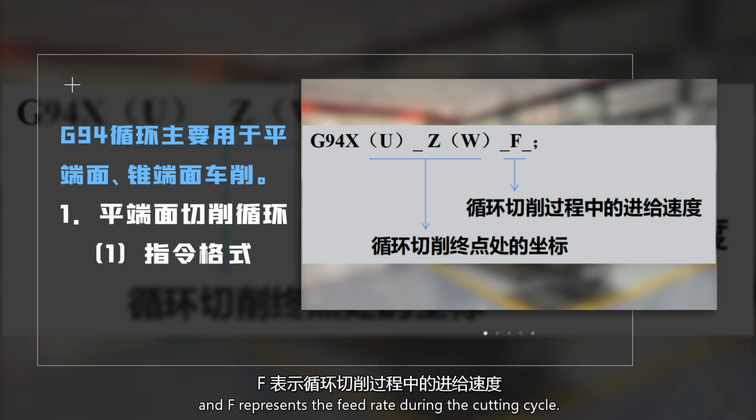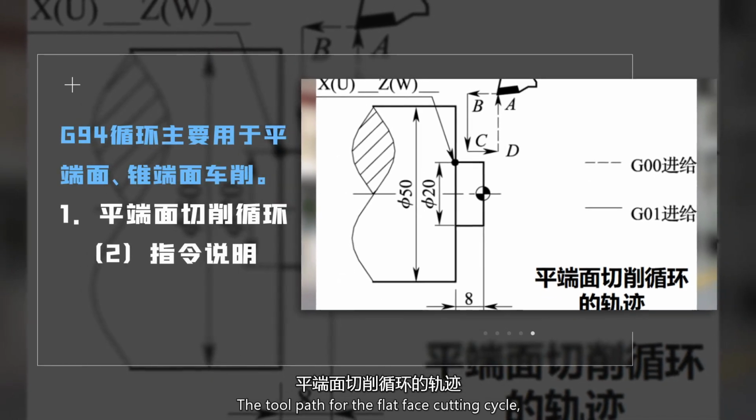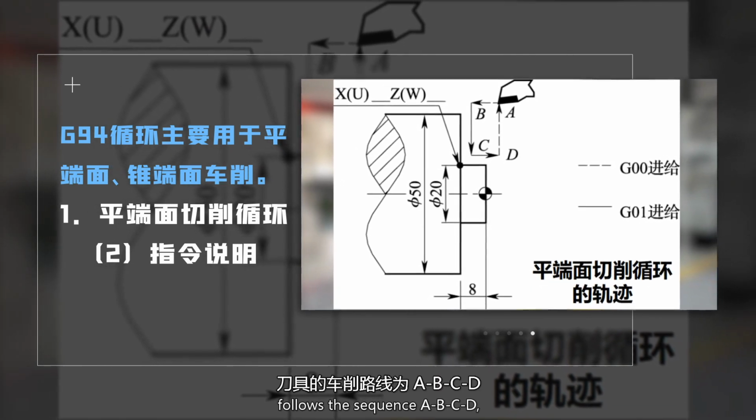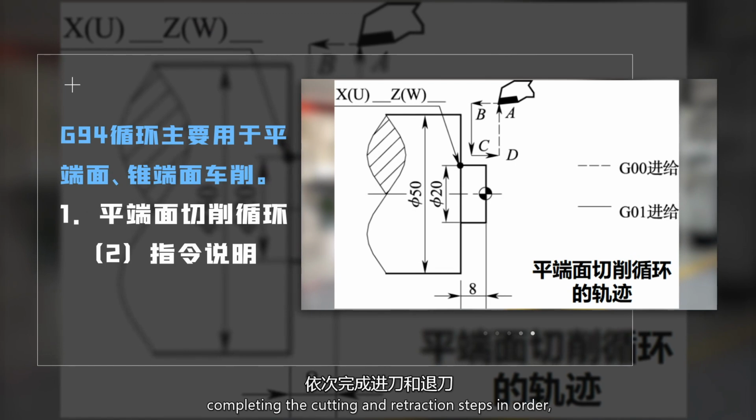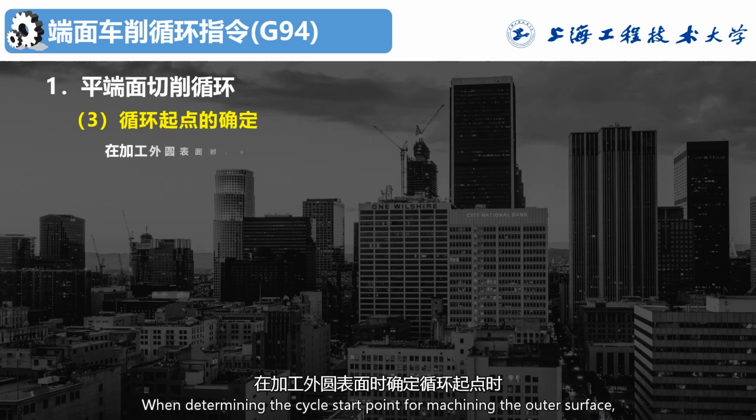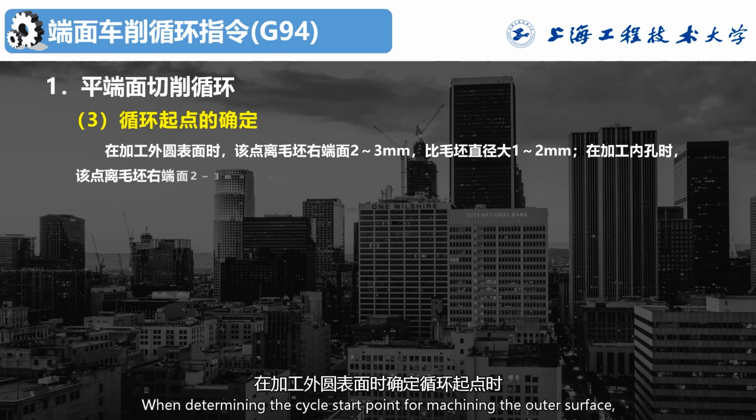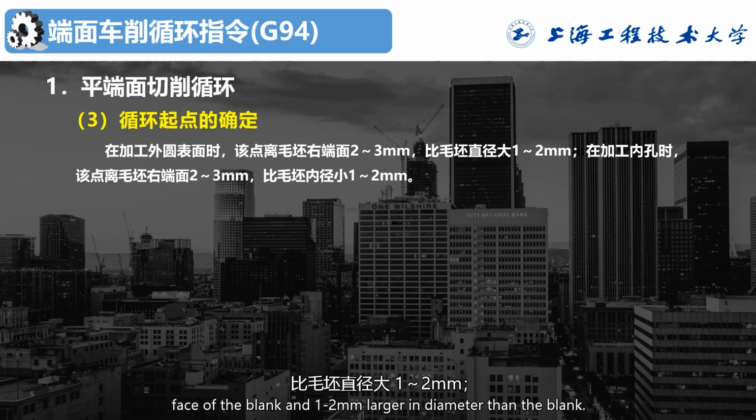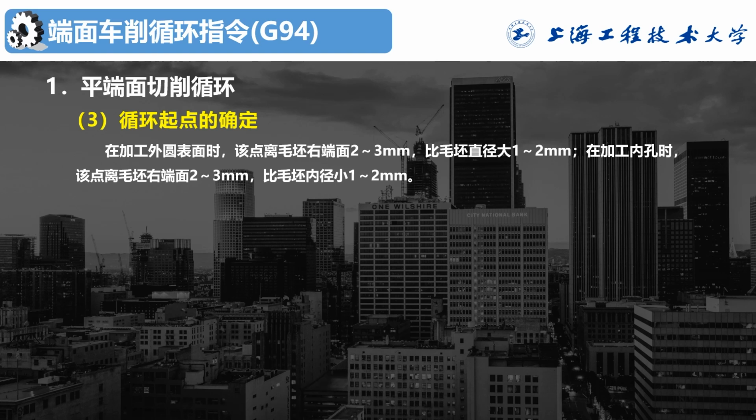The toolpath for the flat face cutting cycle, as shown in the diagram, follows the sequence ABCD, completing the cutting and retraction steps in order, primarily cutting from the face. When determining the cycle start point for machining the outer surface, the point should be 2 to 3 mm away from the right end face of the blank, and 1 to 2 mm larger in diameter than the blank.